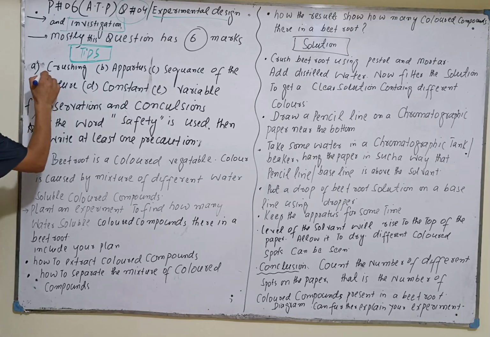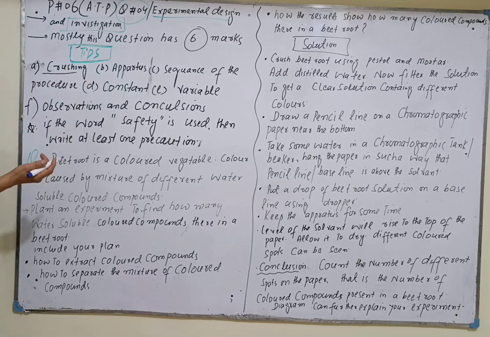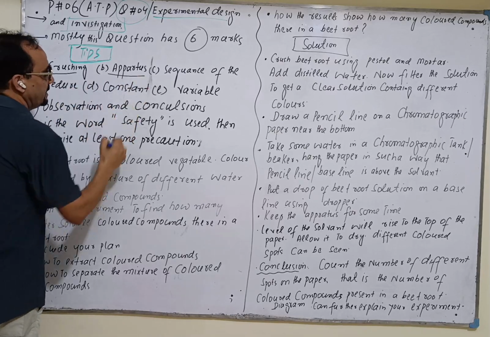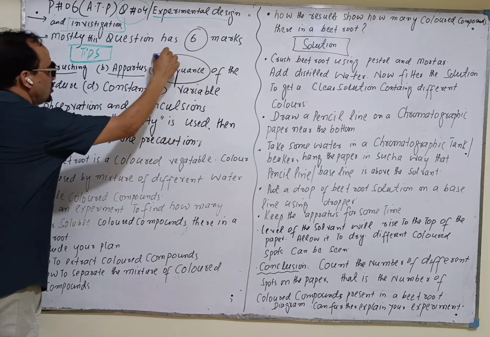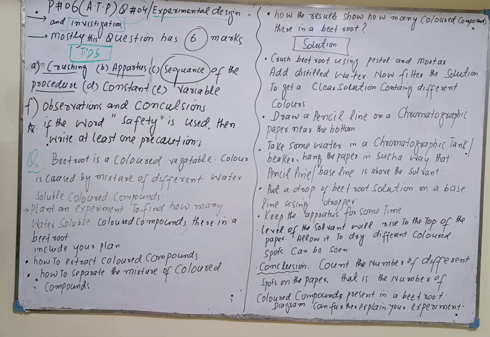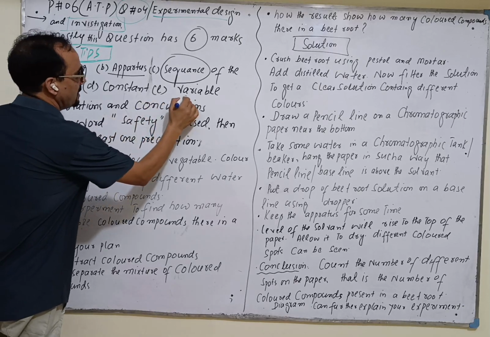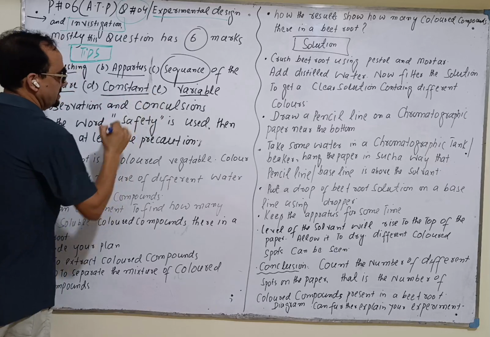There are some tips: the use and name of the apparatus, and the most important is the sequence of the procedure. Which process has to be done first, which process in the middle, and what will be the last process. Second, variable and constant.